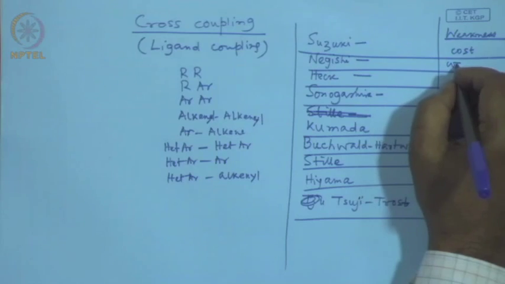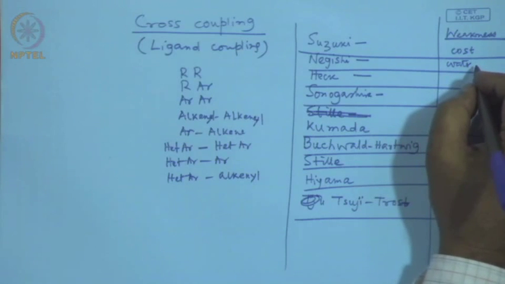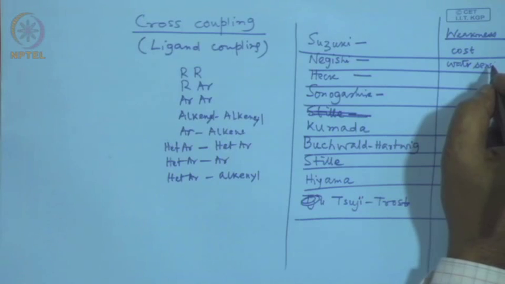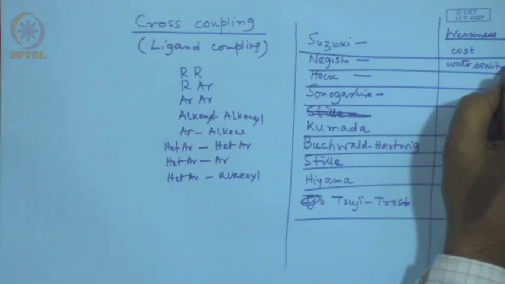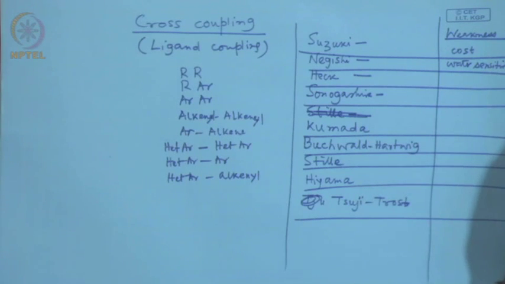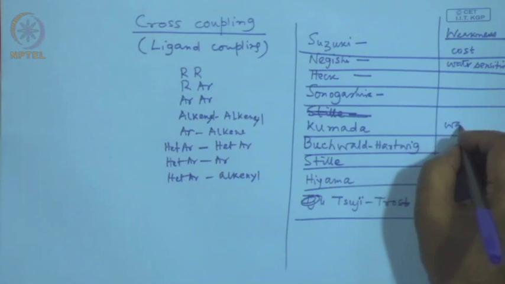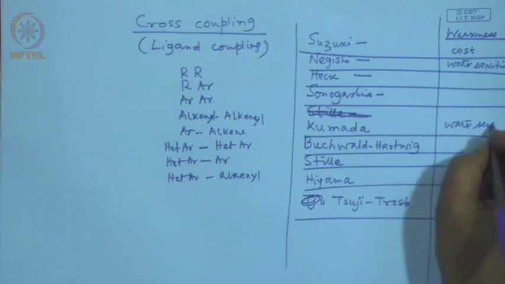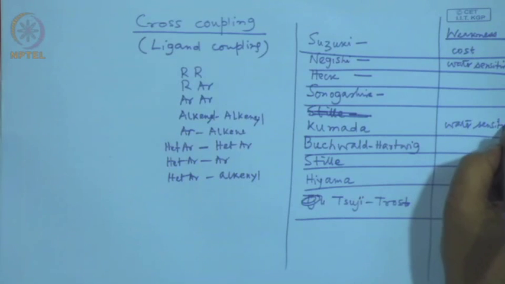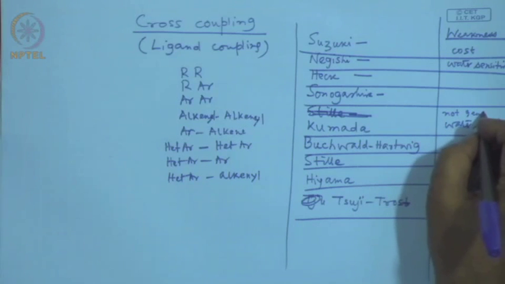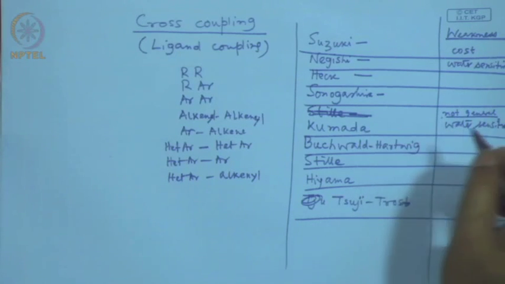Negishi coupling, the organozinc compounds are water sensitive. Suzuki coupling can be carried out in water, but Negishi coupling cannot be. Like organomagnesium compounds, similarly Kumada coupling for example, water sensitive. Water sensitive and not that general.